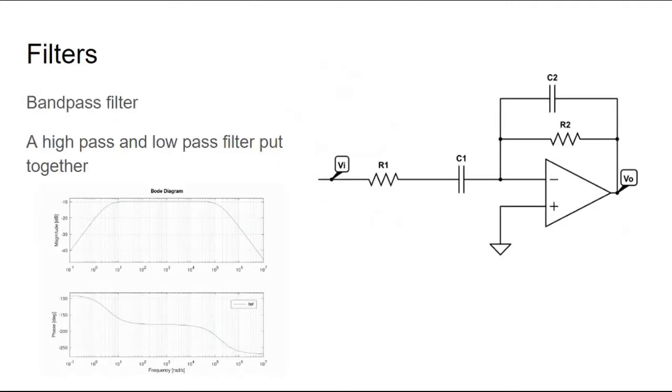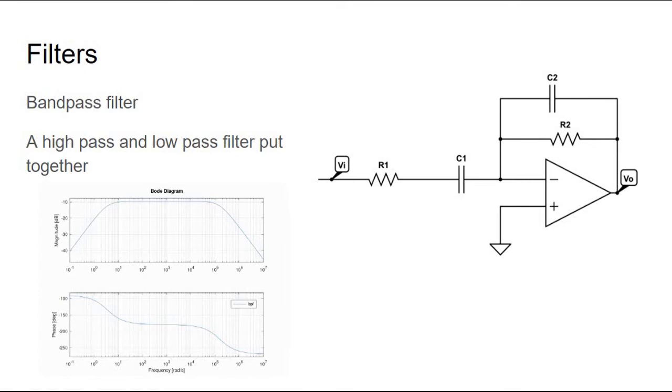I have discussed filters in a previous video, but op-amps can create a greater variety of filters. There's a bandpass filter, which allows a range or a band of frequencies, say only 200 to 3000 Hz, to pass through while rejecting everything else. All you need to do is put together a high pass and low pass filter as shown here.